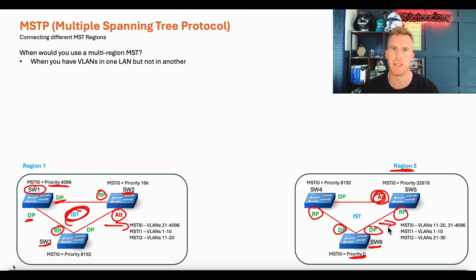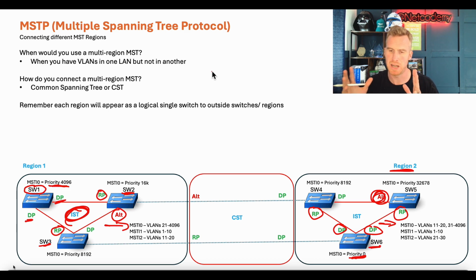It'll get too complicated. But when you've got a multi-region MST network, with region 1 and region 2, how are you going to connect the two together? Well, in MST, you have this new acronym called CST, or Common Spanning Tree. The Common Spanning Tree, the CST, builds, guess what, that tree between different regions.